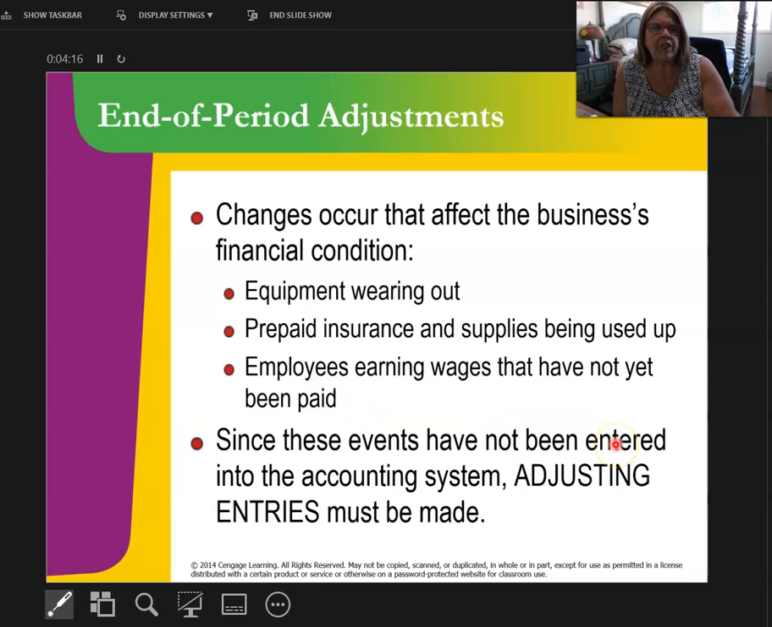So I'm going to do adjusting entries. These are next to the easiest entries to do in accounting. They are journal entries though. And I'm going to give you a couple rules on this stuff. I'm going to tell you some rules, so you'll be writing them down in this PowerPoint.